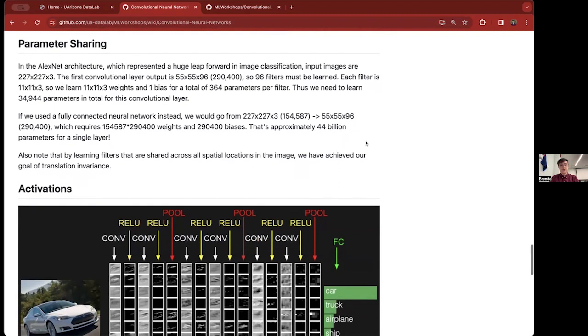And you'll note that, because you just have the same filter that's getting swept across the entire image, we've achieved our goal of translation invariance. This filter is going to detect what it's looking for no matter where it is, because it's being applied across the image.